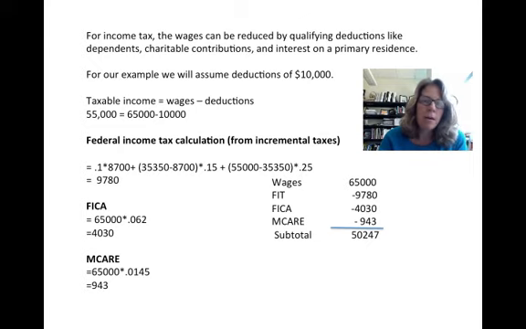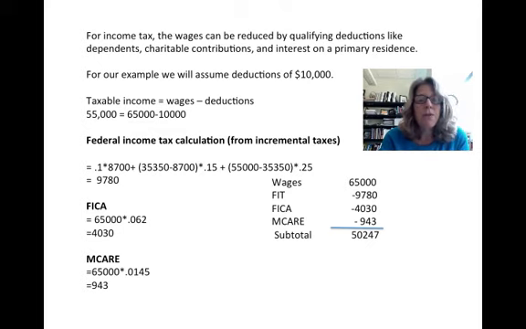Those are the most common types of deductions. So for our example, we'll assume that these deductions are about $10,000. Therefore, the taxable income is going to be wages minus deductions, or $55,000. This is our example of the $65,000 income.